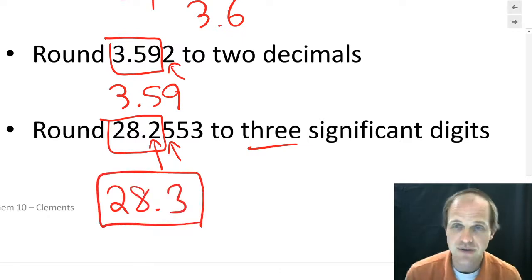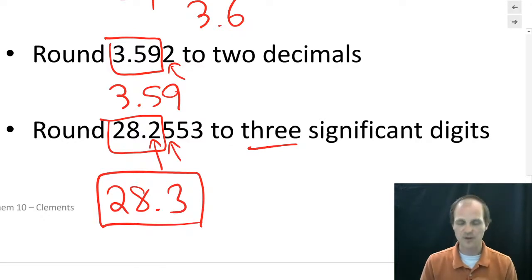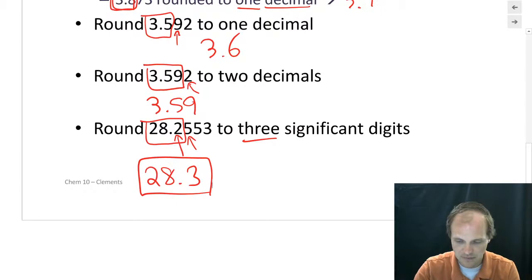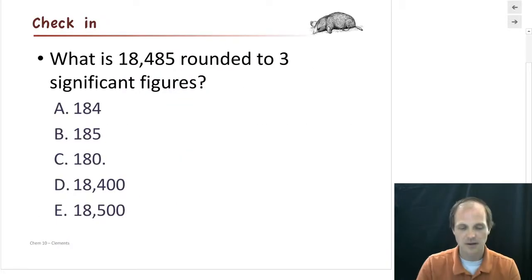So that's how we do rounding. We're going to see this a lot. Rounding to the correct number of significant figures is an important thing when we're dealing with numbers, especially measured numbers from the lab. Your turn. What's 18,485 rounded to 3 significant figures?